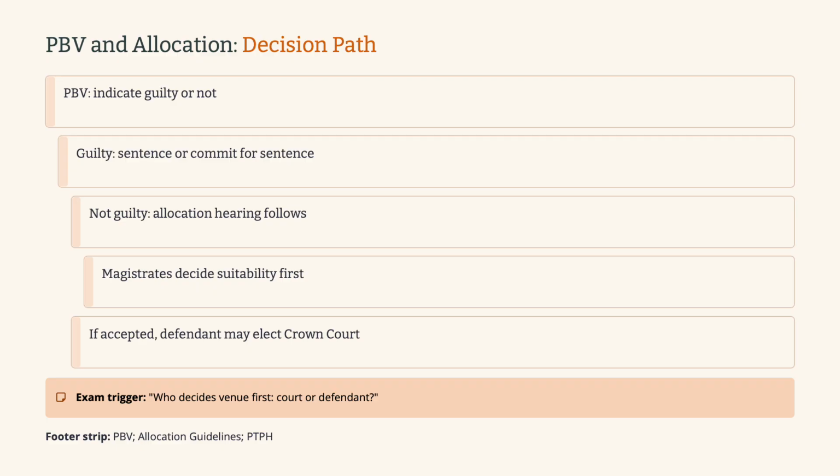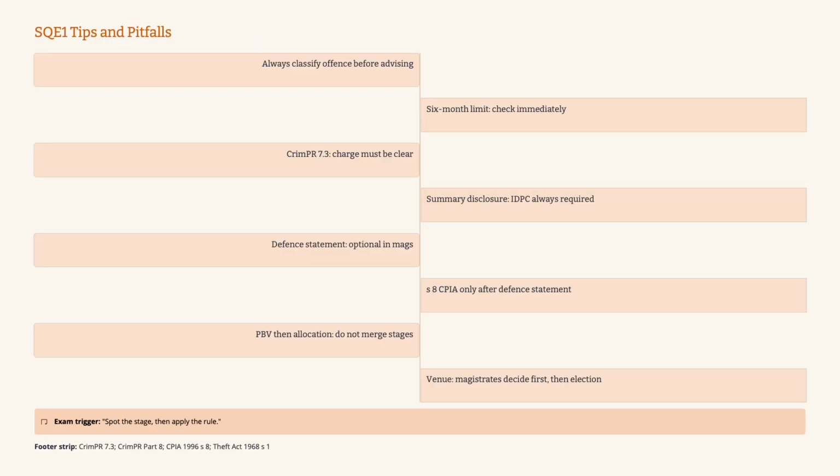So this slide is a must. You just need to understand how this election works between summary trial or committing it to Crown Court. Sorry, the font is very small because we had to fit a lot of things in here.